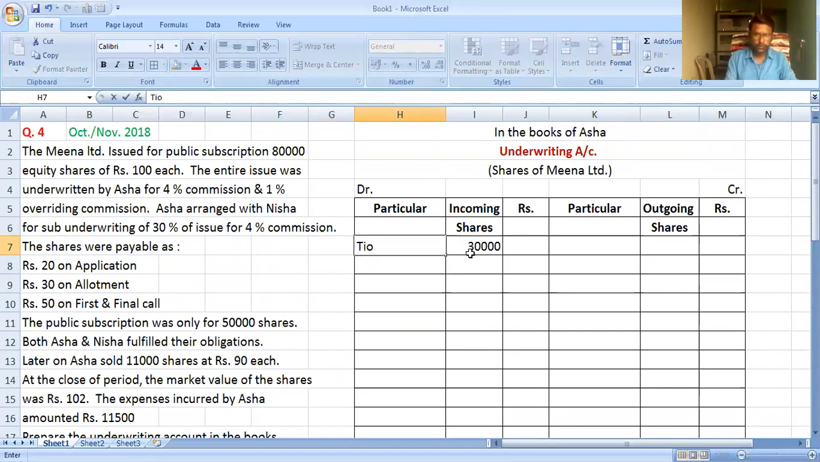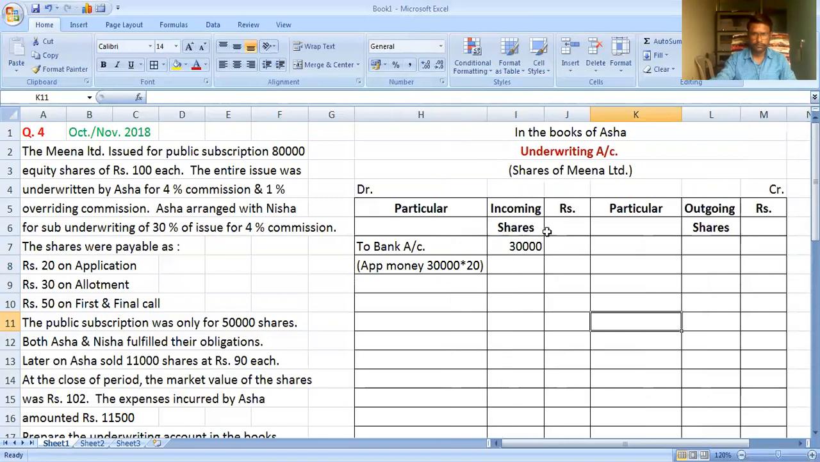To bank account, application money 30,000 into what is the rate of application? 20. What is the outer column amount? 6 lakh.